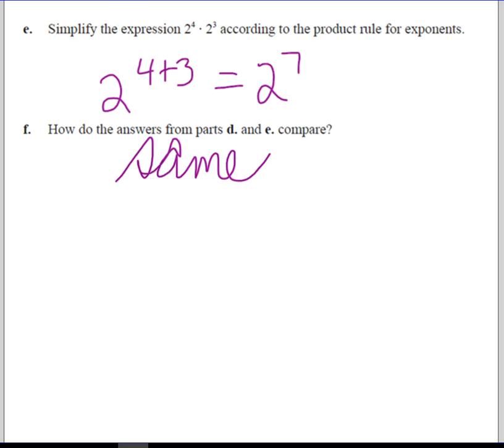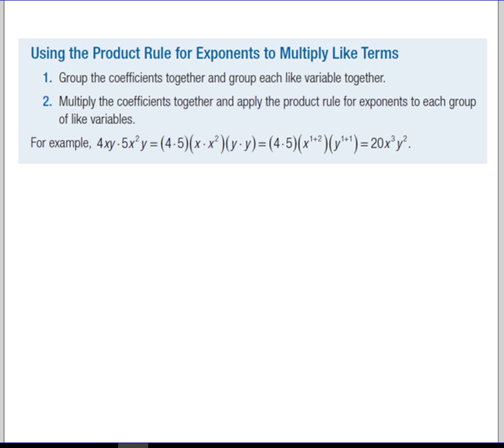Okay. Let's look at another idea. When using the product rule for exponents, you are to multiply like terms. So first we can group the coefficients together and group each like variable together, and multiply the coefficients together and apply the product rule for exponents to group each of the like variables. And so what they're talking about is, in this example, 4xy times 5x squared y. We'll look at those coefficients. Remember, the coefficients are the front numbers, and we'll multiply those front numbers together.